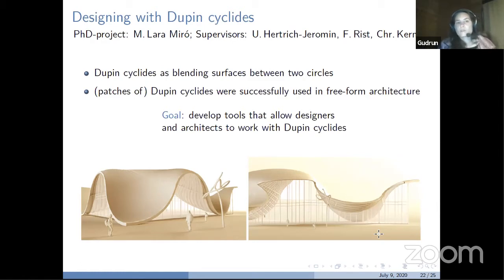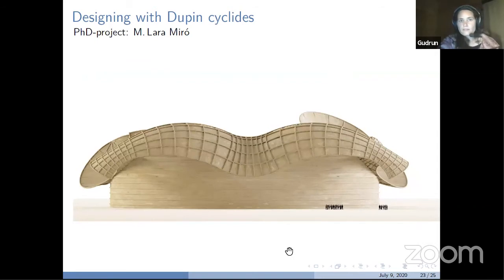And the idea is that Dupin cyclides are quite nice for modeling buildings or also for blending between two circles. And the goal in this project is that we develop tools for designers or architects so that they can work with Dupin cyclides. Even if they don't know about all the mathematics behind, they should be able to design with these Dupin cyclides. And to produce stable software, we're using exactly this idea that we start with a circle and reflect it in sphere pencils. So Maria already created some buildings that really look nice. I'm looking forward to getting a nice software for architects and designers.